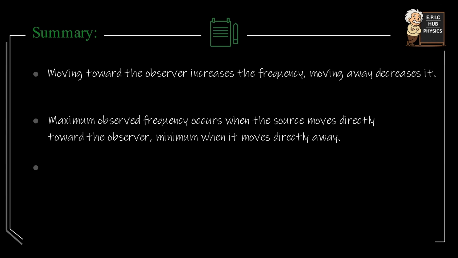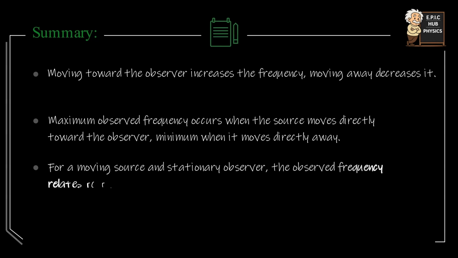For a moving source and a stationary observer, the Doppler effect equation relates the observed frequency to the source frequency using the speed of sound and the speed of the source. The formula has plus or minus in the denominator to use for either of the cases of the source moving toward or away from the observer.